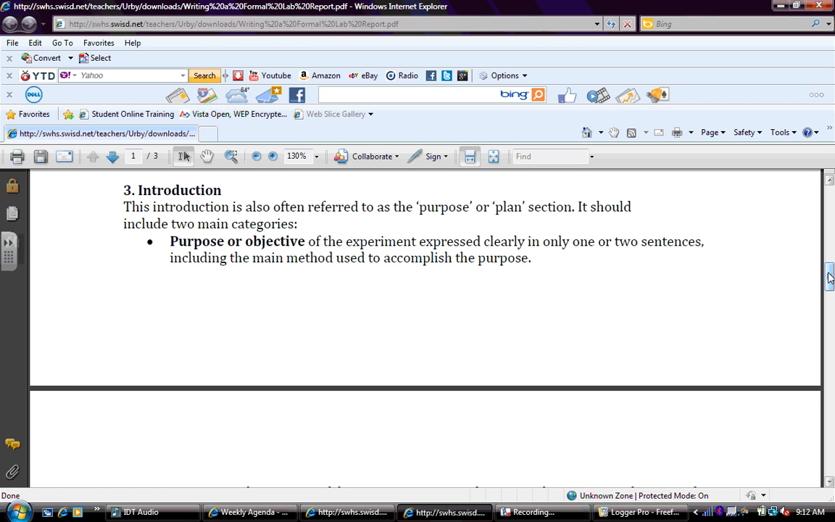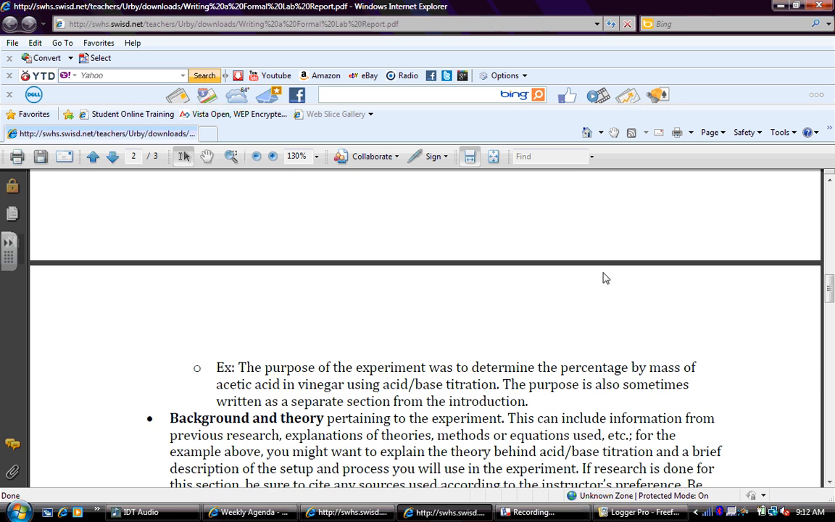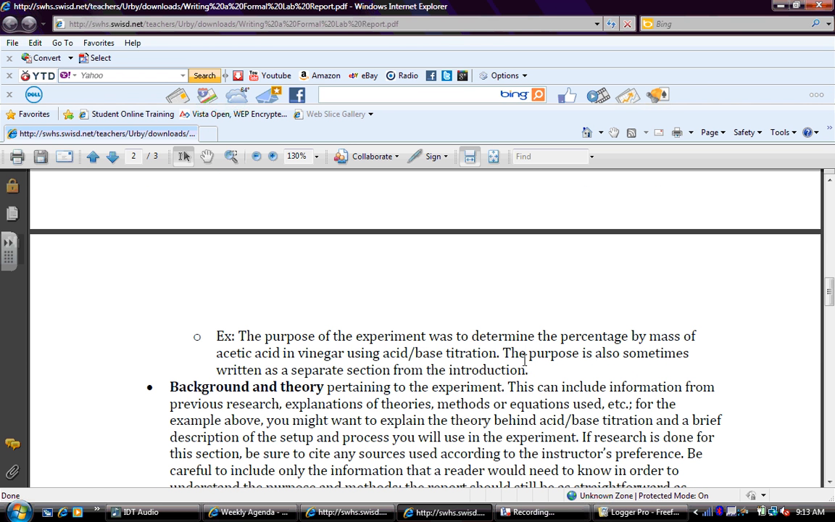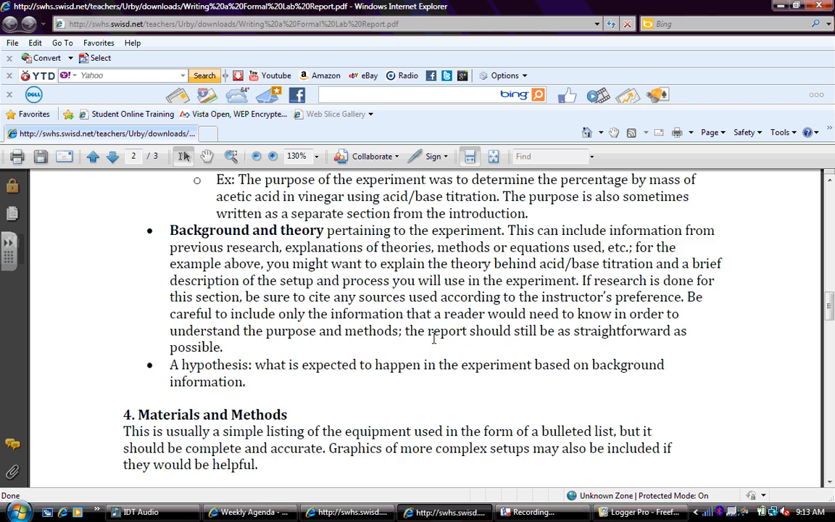The introduction is going to be where you basically write down the purpose or the objective of the experiment. Make sure that you express that clearly in 1 or 2 sentences. So the example here says the purpose of the experiment was to determine the percentage by mass of acetic acid in vinegar using acid-base titration. The purpose is also sometimes written as a separate section from the introduction, so it doesn't always have to be listed in it, but I would like for you to do it in this case.